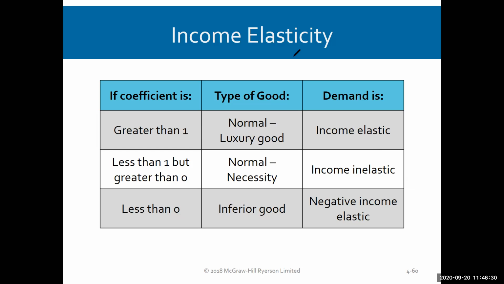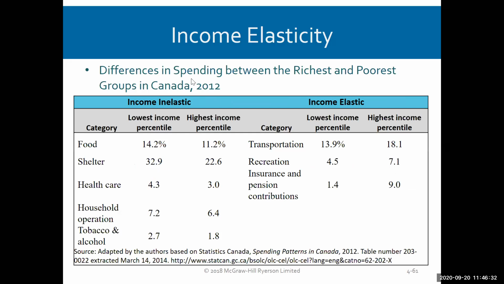Let's go on and take a look at some examples of income elasticities. So forget for a second about this lowest percentile income and highest percentile income. Okay, we're basically talking about poor people and rich people, if I can use those terms. And these are income inelastic. So you'll notice that the elasticity is between 0 and 1. So they're positive, which means if I get more income, I'll buy more food, shelter, healthcare, tobacco, alcohol, natural gas at my house and electricity.